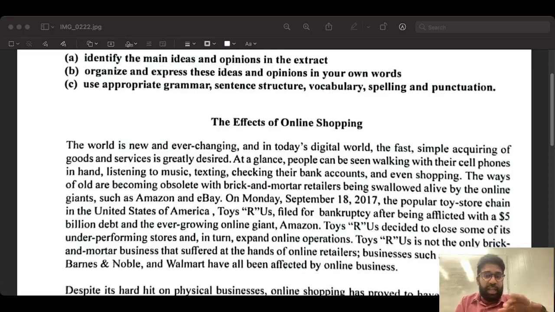And all those two sentences that went by with all that the world is ever changing, we can just say, in a technologically advanced world, where you have all those things about people texting and bank accounts and online, in a technologically advanced world, online stores are taking over physical stores. That's the point there.